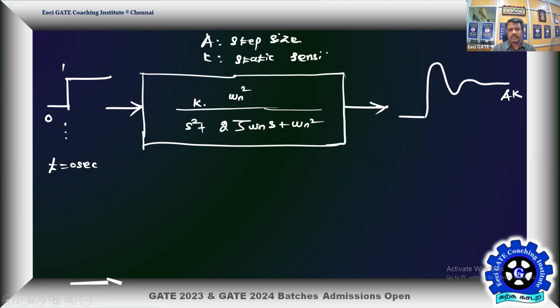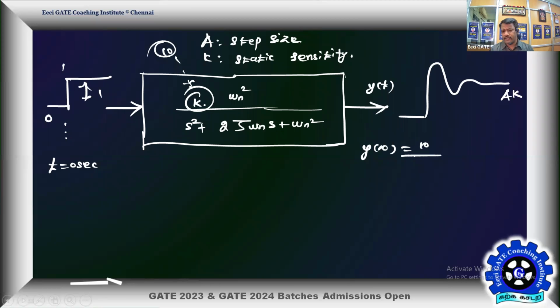Since the output response is given only at steady state, so this is Y of t. For DC input, what is the final value? Y of infinity for DC input is known, that is equal to A into K. So the step size is 1 and K, as already determined, is equal to 10. Therefore, the steady state value for DC must be equal to 10. That's your response under steady state.